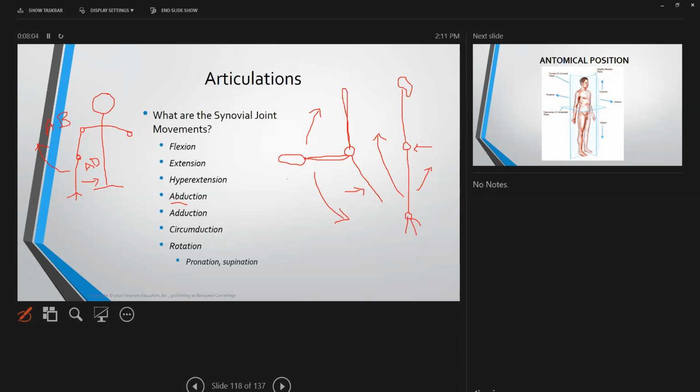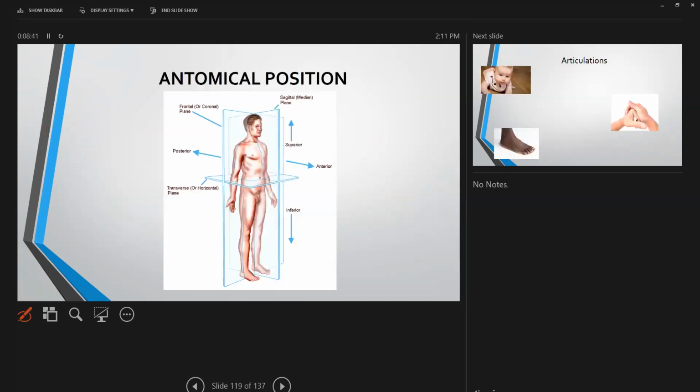Circumduction is when you would be able to move this shoulder joint around in a circle. So you could move like this. And a rotation is like a supination, pronation. So supination, I like to think of if the palm is up, you could put sup into that palm, and then pronation is palm down. So now the sup falls out in pronation. All right, those are so much easier when we're in person.